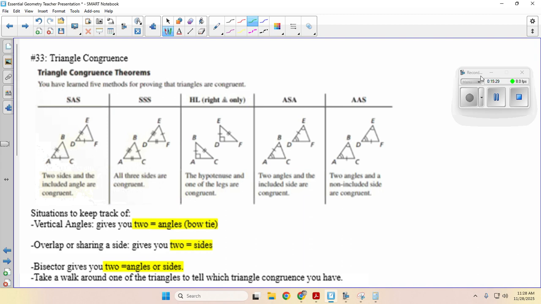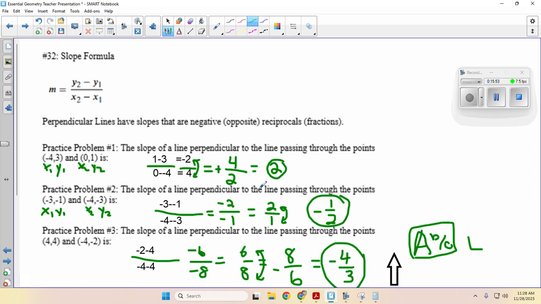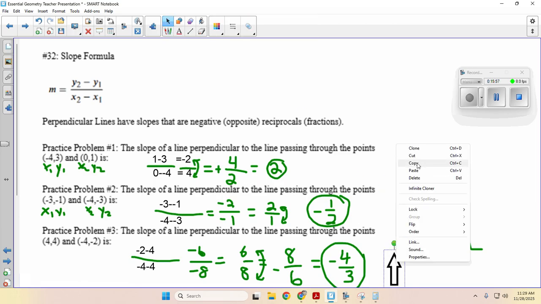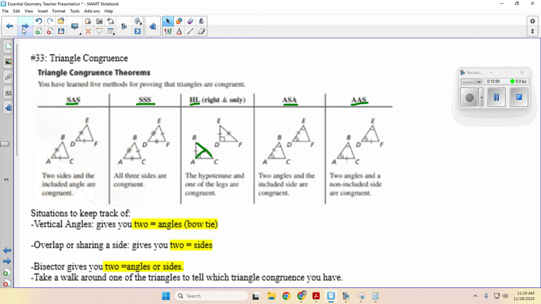Triangle congruence we've talked about before. We have side angle side, side side side. Hypotenuse leg is for right triangles only. Hypotenuse is the longest side across from the 90 degrees, and a leg is any of the other sides. Angle side angle, and angle angle side. This is also above the TV. So if you get lost from this, it lives above the TV.